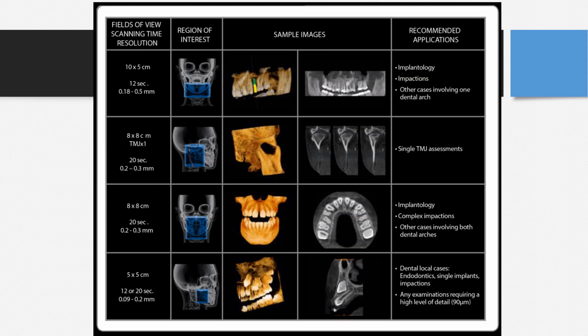More on the field of view is just to show you the overview. Again, the recommended applications change with the area that you see. So you can go through this, whether it's for endodontic purposes or when you want to examine requiring a high level of detail. This is exactly what I'm telling you. You use a smaller FOV. But when you want to scan through a larger area, for example, to get both the arches, you use a wider FOV.